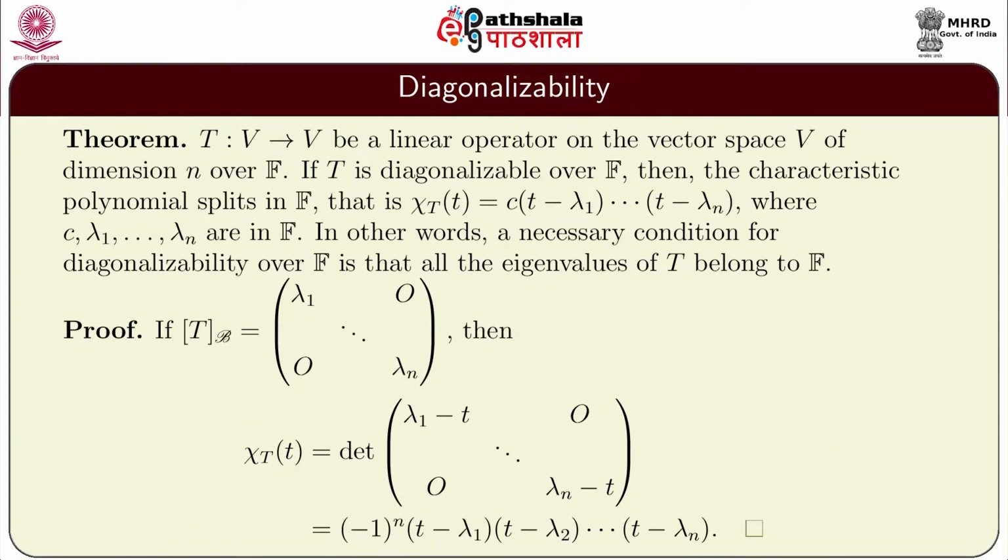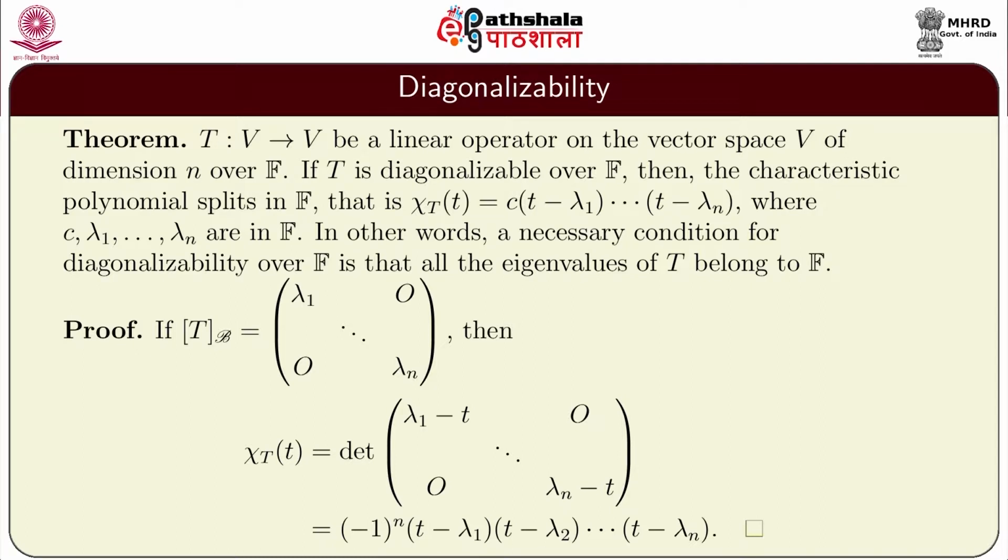The theorem. Let T from V to V be a linear operator on the vector space V of dimension n over the field F. If T is diagonalizable over F, then the characteristic polynomial splits in F, that is, the characteristic polynomial chi_T(t) can be written as c multiplied by (t minus lambda_1) multiplied by (t minus lambda_2) and so on up to (t minus lambda_n), where c, lambda_1, lambda_2 etcetera up to lambda_n are scalars in the field F.